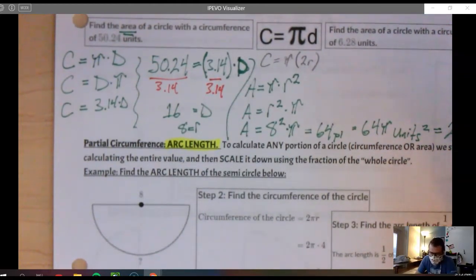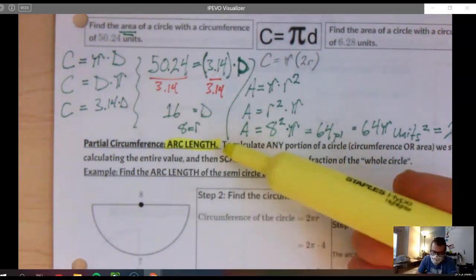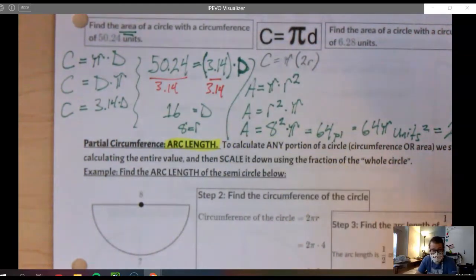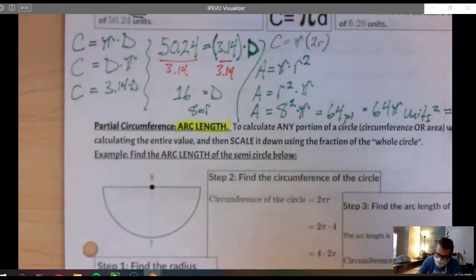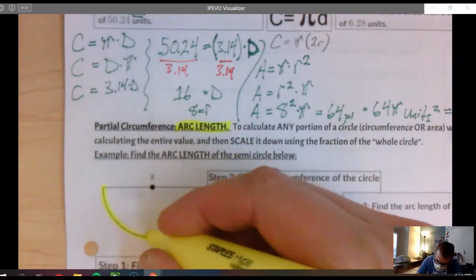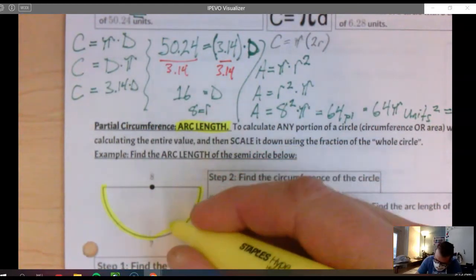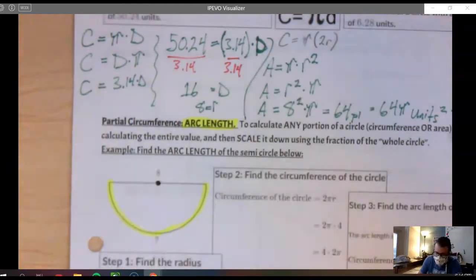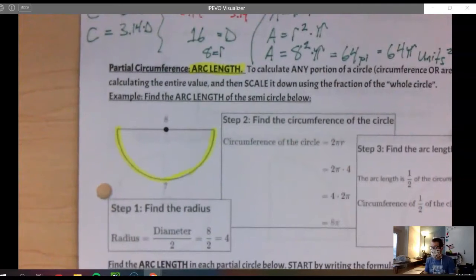Yeah. So arc length means a partial circumference, a portion of a circumference. Down here, the first problem that we're going to do, but I did out for you, really. You guys don't have any work to do in this problem. I did it all for you.